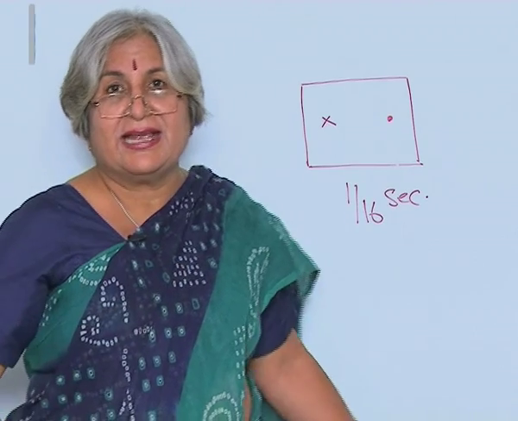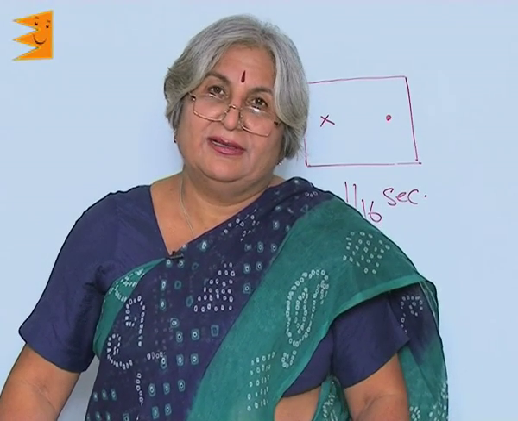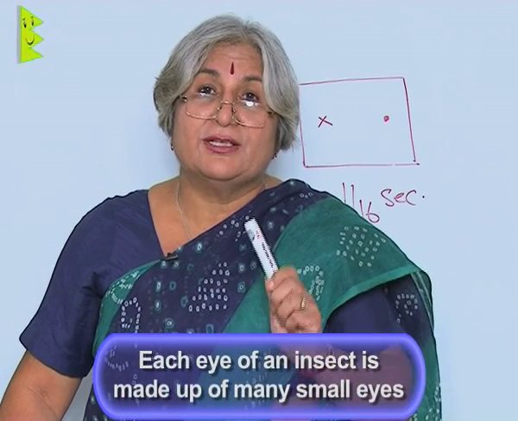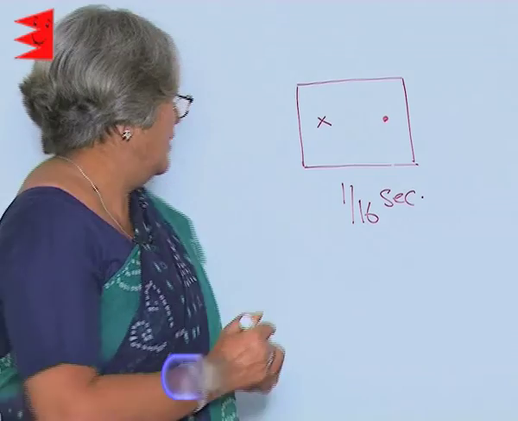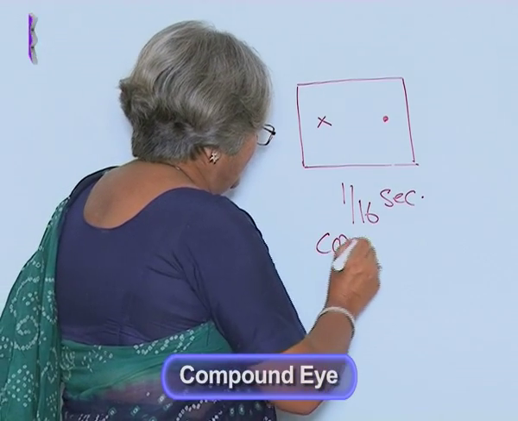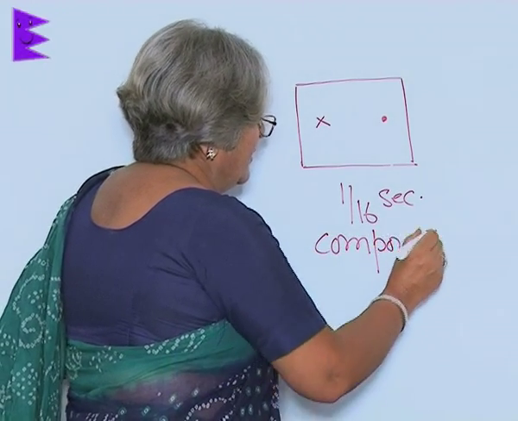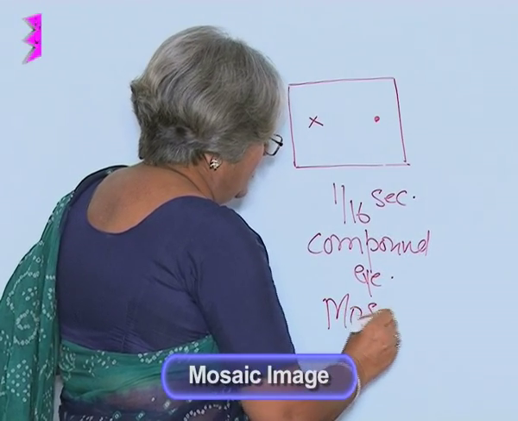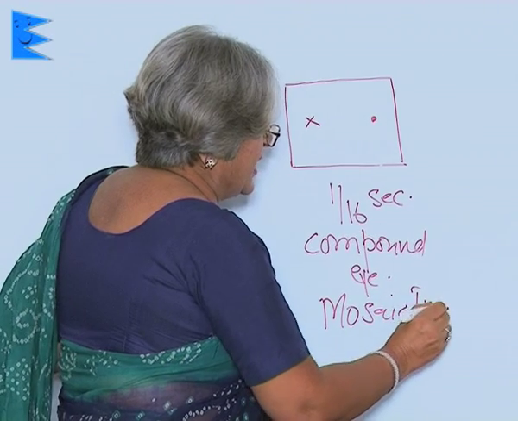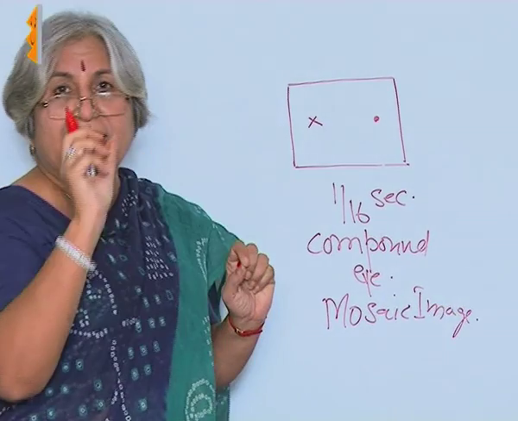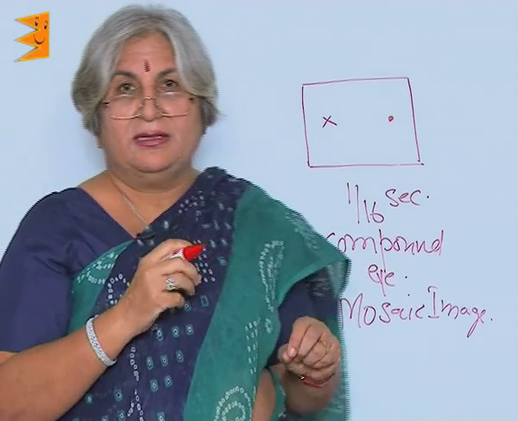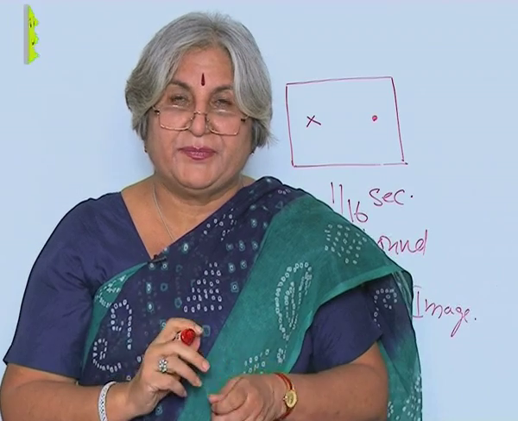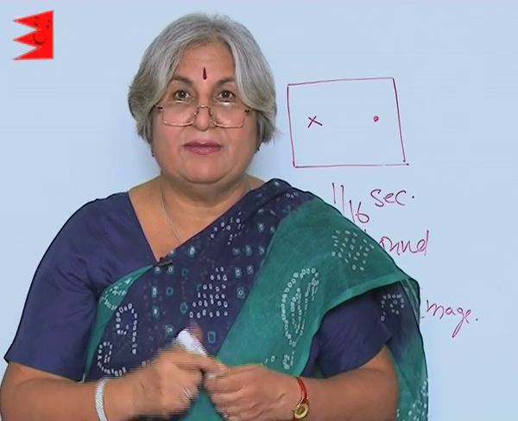In the case of insects, the eyes are special. They are actually made up of, each eye is made up of many small eyes. So it is called a compound eye. And the image formed is the mosaic image. What is a mosaic image, or what is a mosaic? A mosaic is like your say jigsaw puzzle, when many small parts join together to make one complete picture. That is the mosaic and the mosaic image.